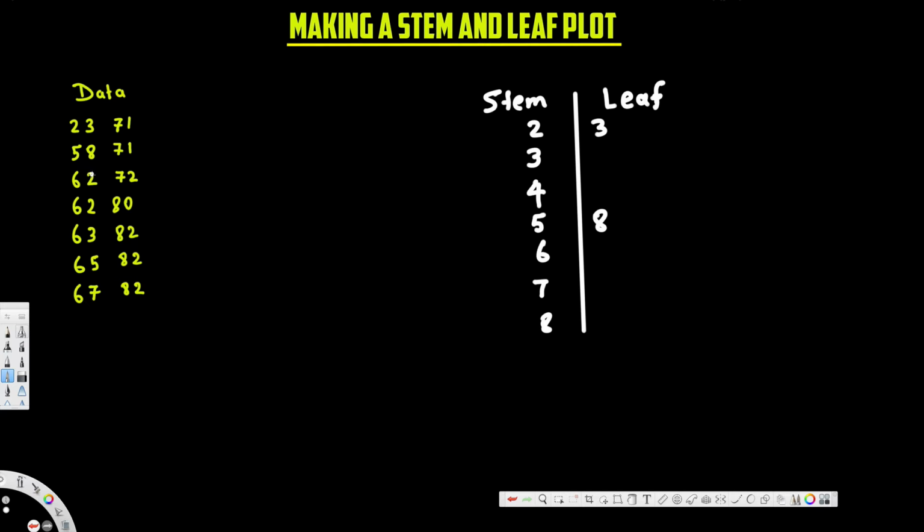And then we have 62, so 2, 2, 3, 5, 7. And the next one is 71, 72, so 1, 1, 2. And the next one is 0, 2, 2, 2. And that's how we make a stem and leaf plot.